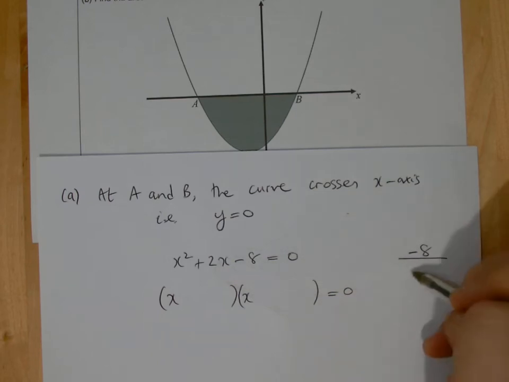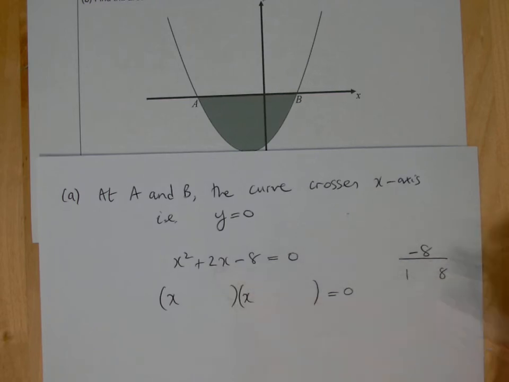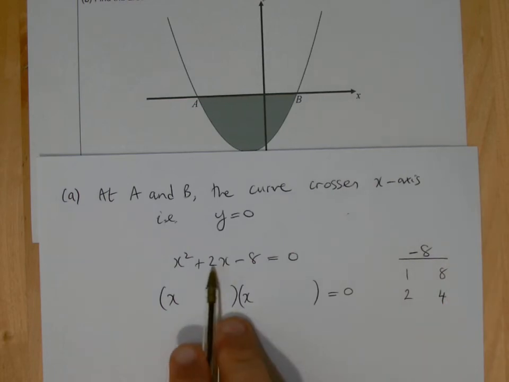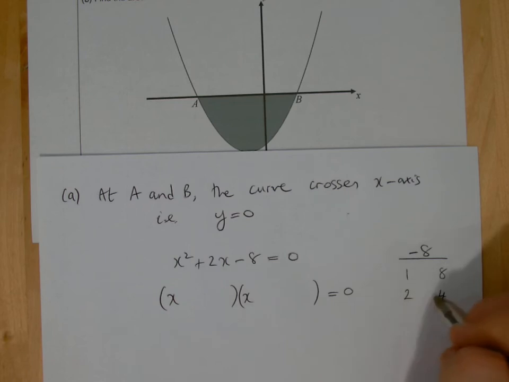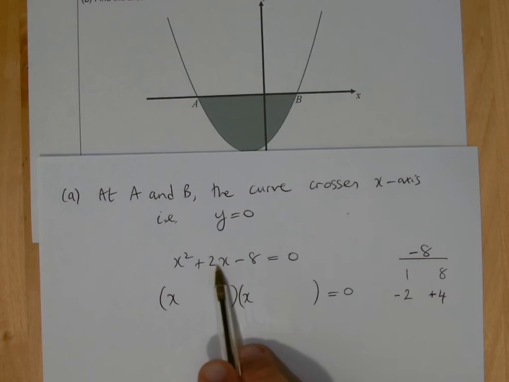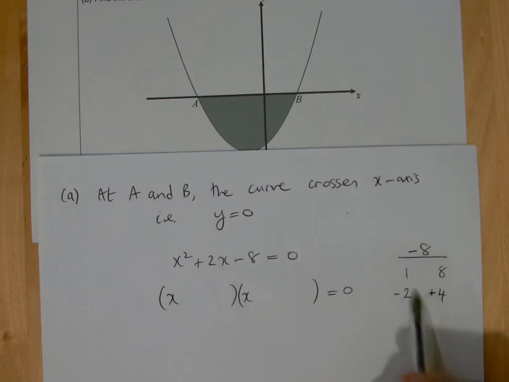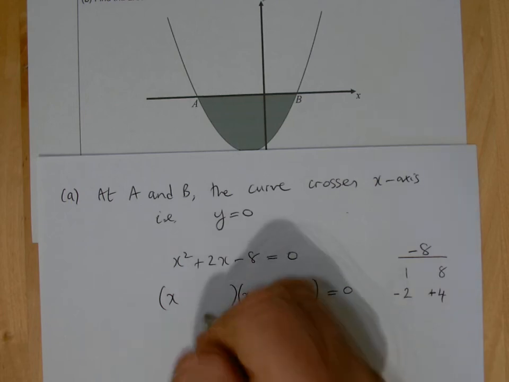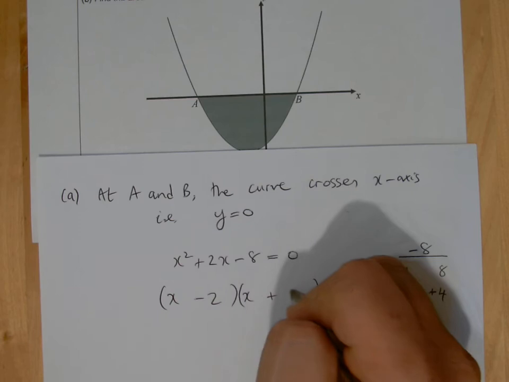If you think about the pairs, you've got 1 and 8, but you can't get 1 and 8 to give you 2. But 2 and 4 multiply to give 8, and you can get that to add up to give 2 if you make this positive 4 and negative 2. Positive 4 take away 2 is positive 2, and when you multiply them, you get minus 8. So that works: minus 2 plus 4.